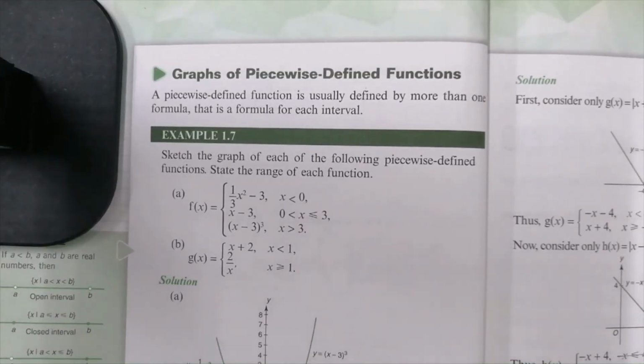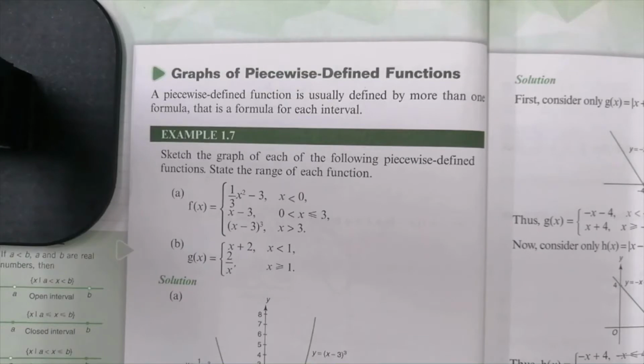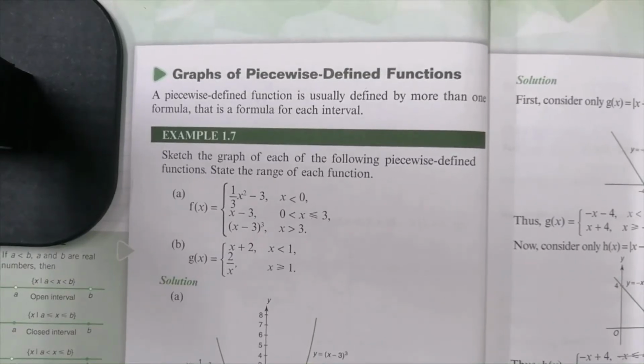In today's video, we will learn graphs of piecewise-defined functions. A piecewise-defined function is usually defined by more than one formula, that is, a formula for each interval. In simple words, a piecewise-defined function means a combination of different kinds of functions on a single graph.